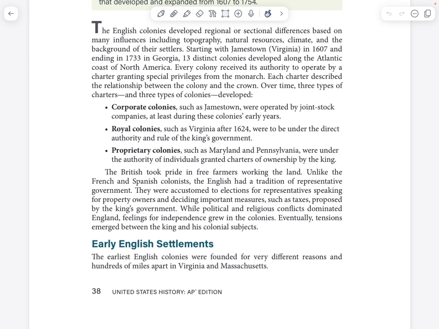The British took pride in free farmers working the land. Unlike the French and Spanish colonists, the English had a tradition of representative government. They were accustomed to elections for representatives speaking for property owners and deciding important measures, such as taxes, proposed by the king's government. While political and religious conflicts dominated England, feelings for independence grew in the colonies. Eventually, tensions emerged between the king and his colonial subjects.